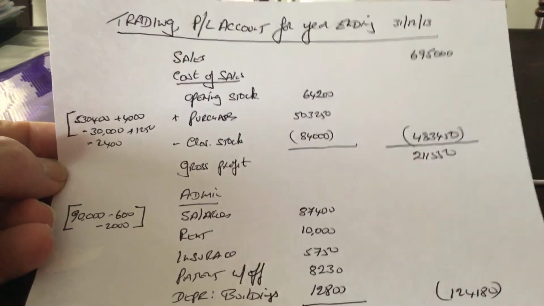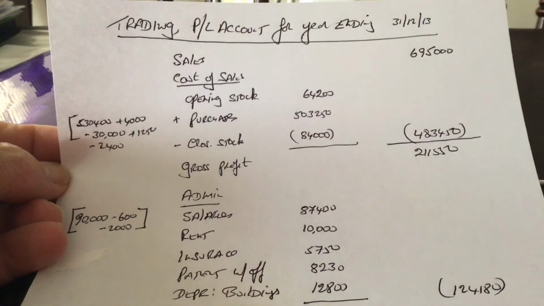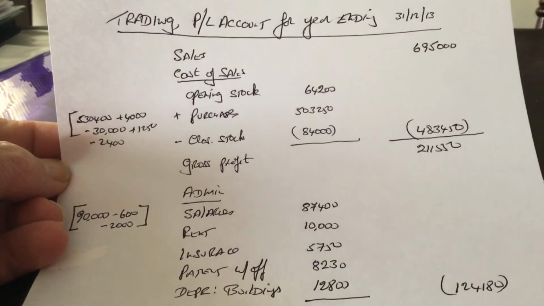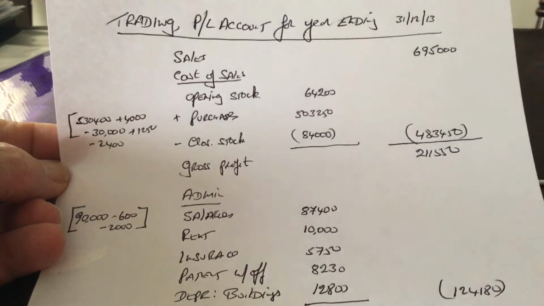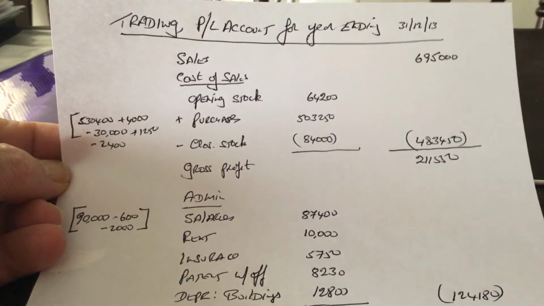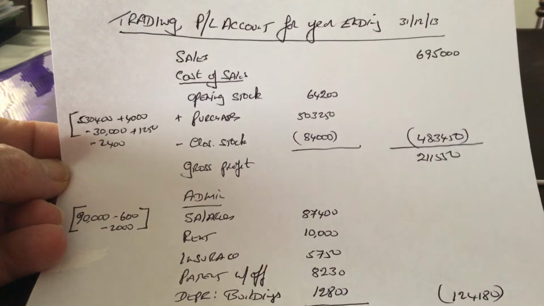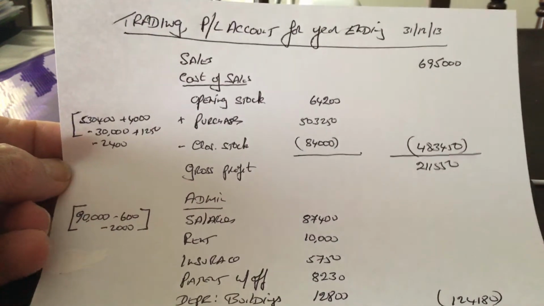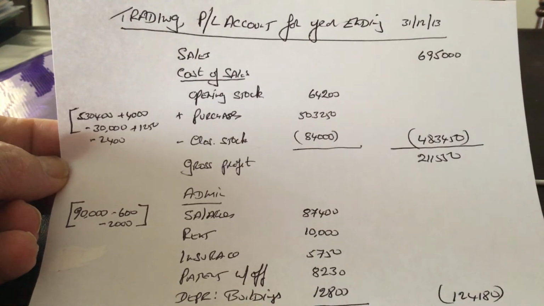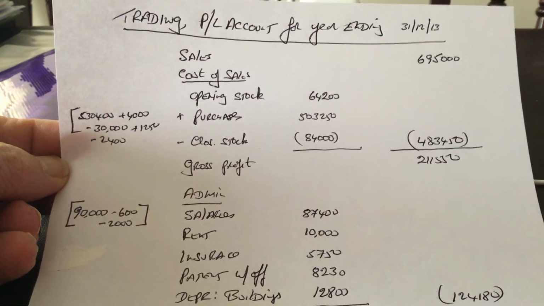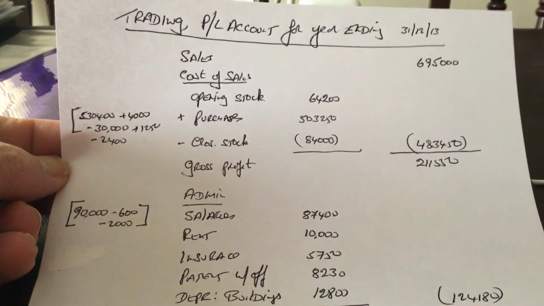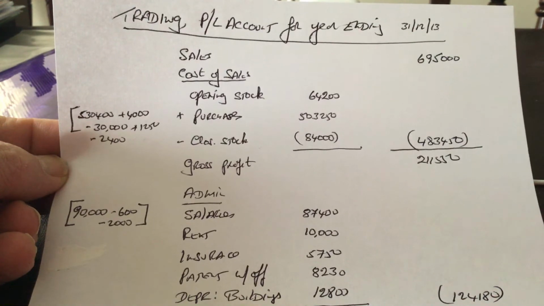Now let's have a look at the trading profit and loss account for the year ended the 31st of the 12th, 2013. So here we go. Sales on the credit side of the original trial balance, 695,000. Tick it off. You never have to touch it again. The cost of sales, my opening stock on the debit side of the original trial balance, 64,200. Tick it off. You never have to touch it again.